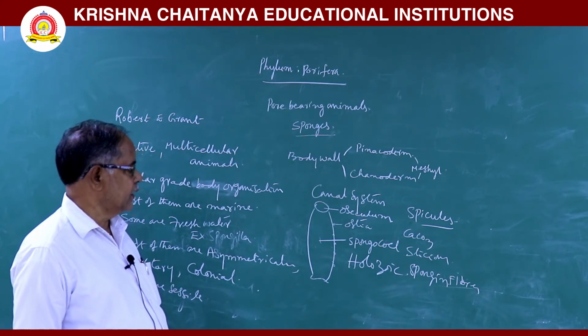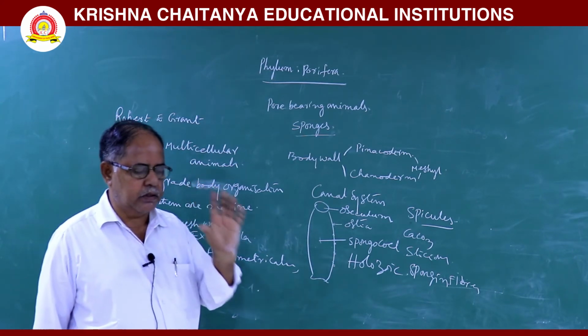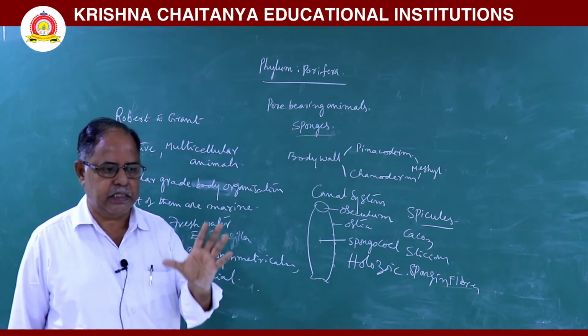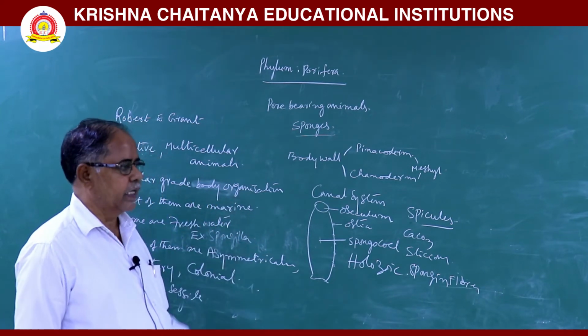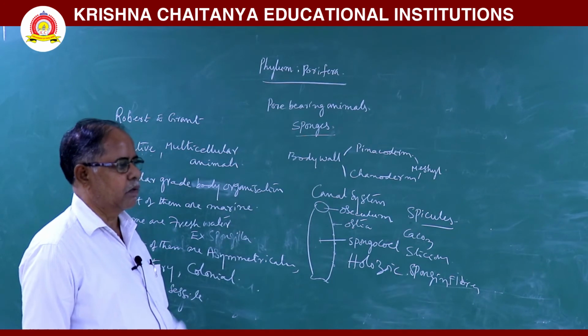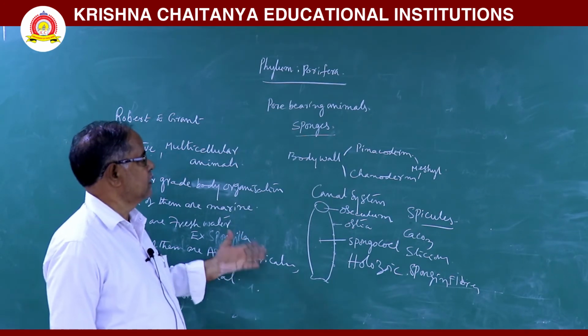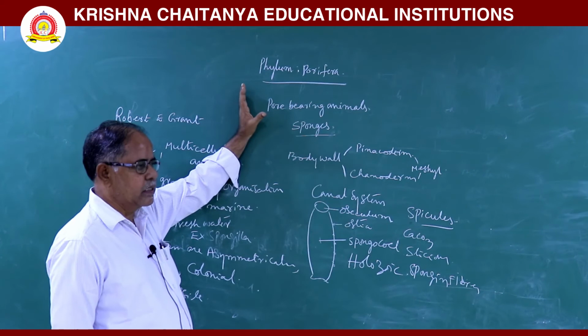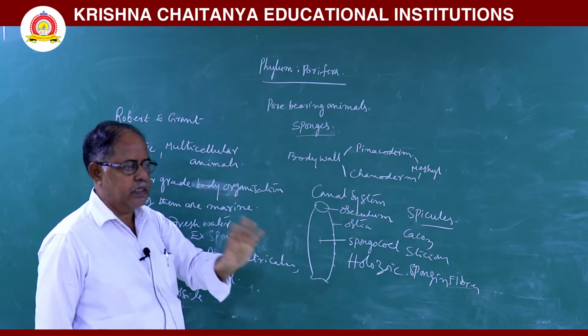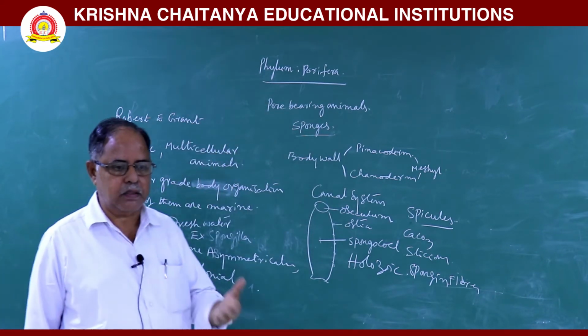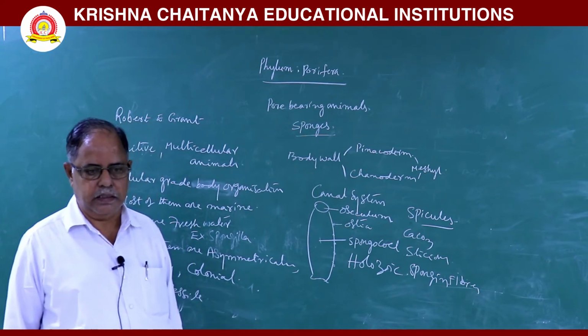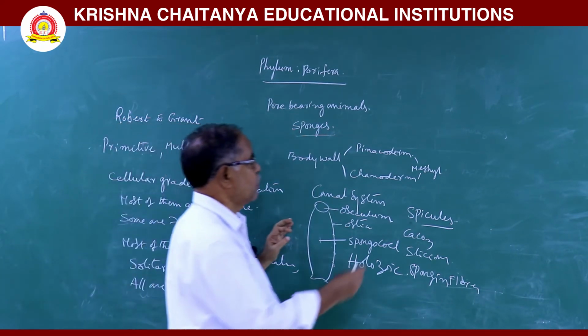Next, in this animal, sensory cells and nerve cells are absent. So they lack coordination among the cells. So they are hermaphrodites.